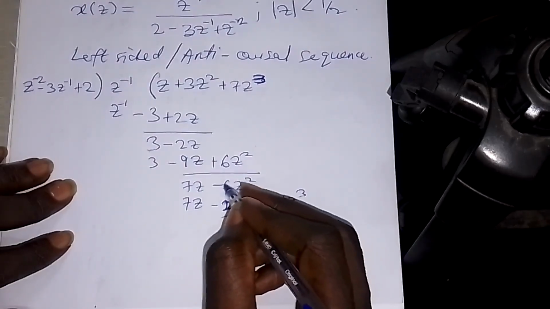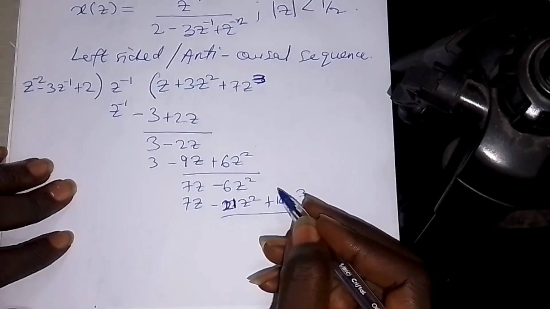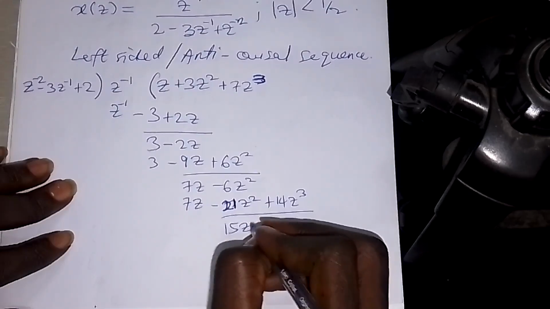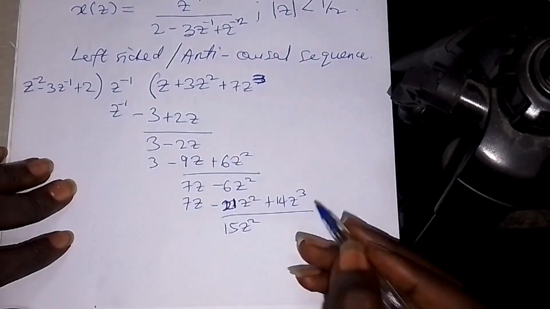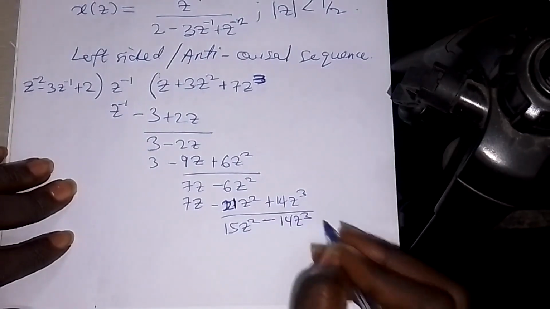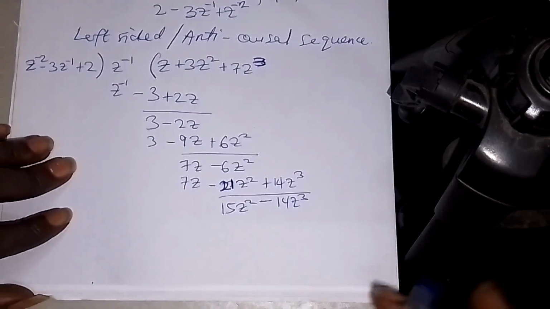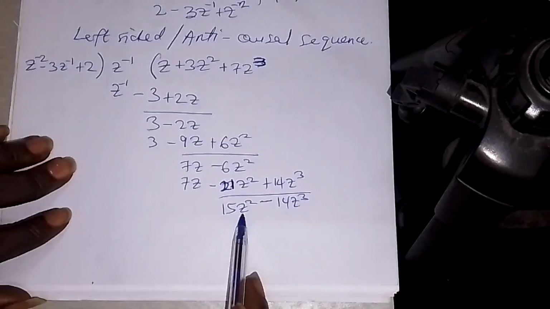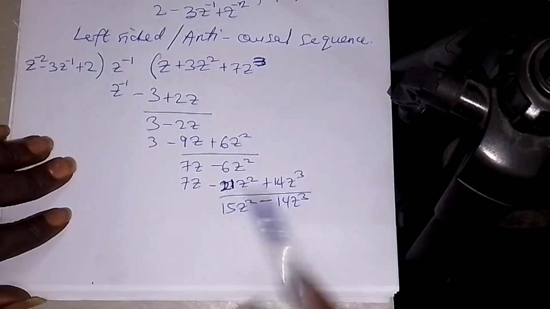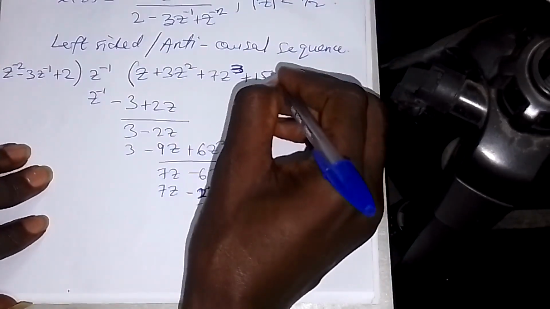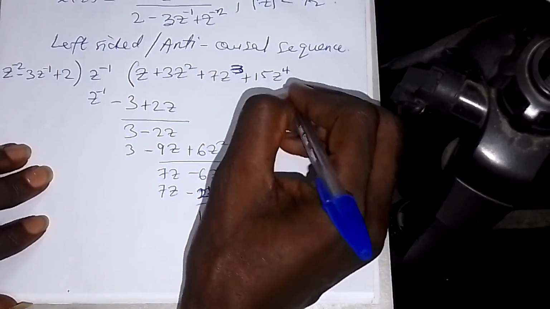So minus 6 minus minus 21, I'll get 15z squared. So 0 minus 14, I'll get negative 14z cube. Now, how many times this divided by this one? I'll get 15z exponent 4. So here I'll get plus 15z exponent 4.